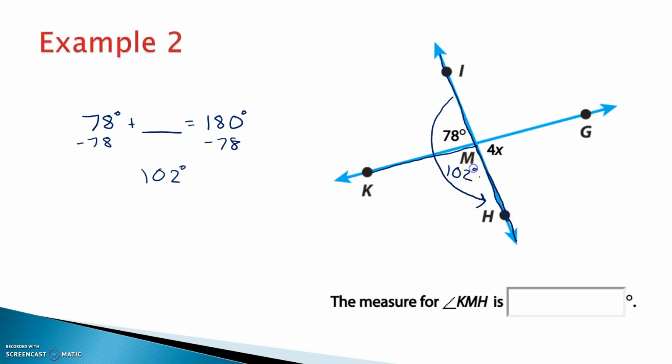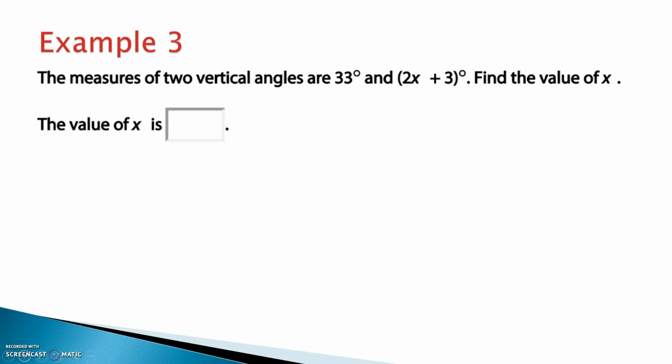This right here, guys, should measure 102 degrees. Was that the only way that you could have got the measure of KMH? No. You could have gone through and used vertical angles, and then you'd have to use supplementary. So remember, there's more than one approach to this. You just want to make sure, what tools do you have? What weapon of choice do you want to use? All right, example 3. So again, pause it right here, try it out, and we'll resume.